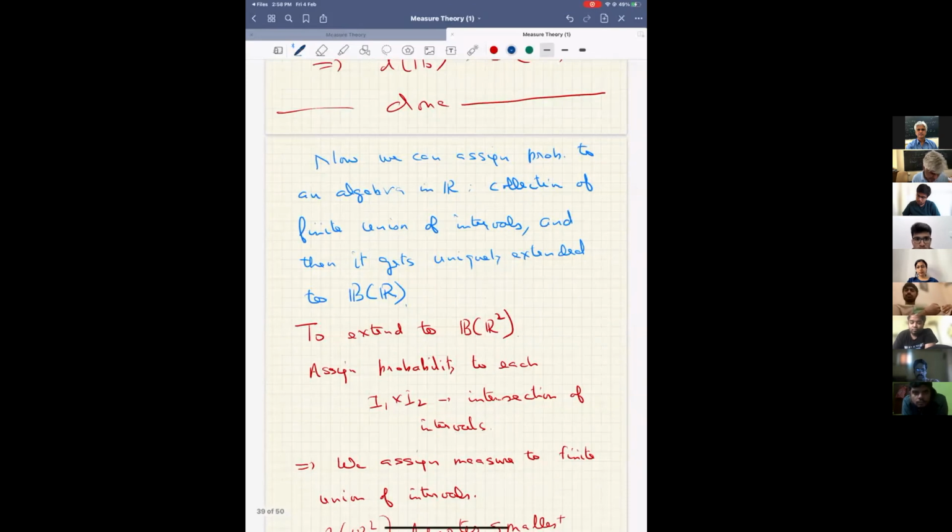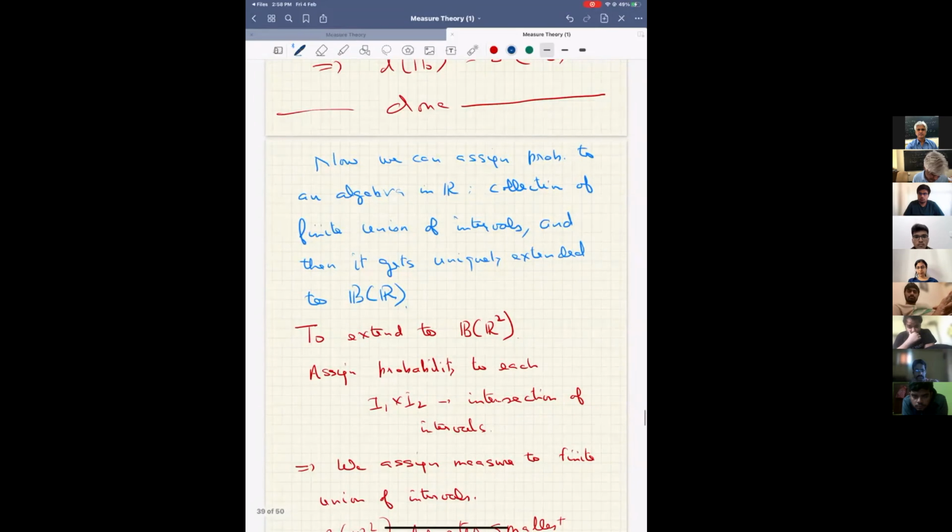So now we can assign probability to an algebra in R. For example, the collection of finite unions of intervals, we know how to assign probabilities to this, right? If you have a PDF, we know how to assign probability to every interval and hence to every finite union of intervals. If it's a PDF and a point mass somewhere, then also we can do that, right? And for most purposes, that's enough. One doesn't have to worry about more general probability measures. So this should be enough. I don't see that there'll be a problem more generally, but one just never deals with more general settings. And then it gets uniquely extended to the Borel sigma algebra, the smallest sigma algebra which contains all the intervals or all the open sets on the real line.